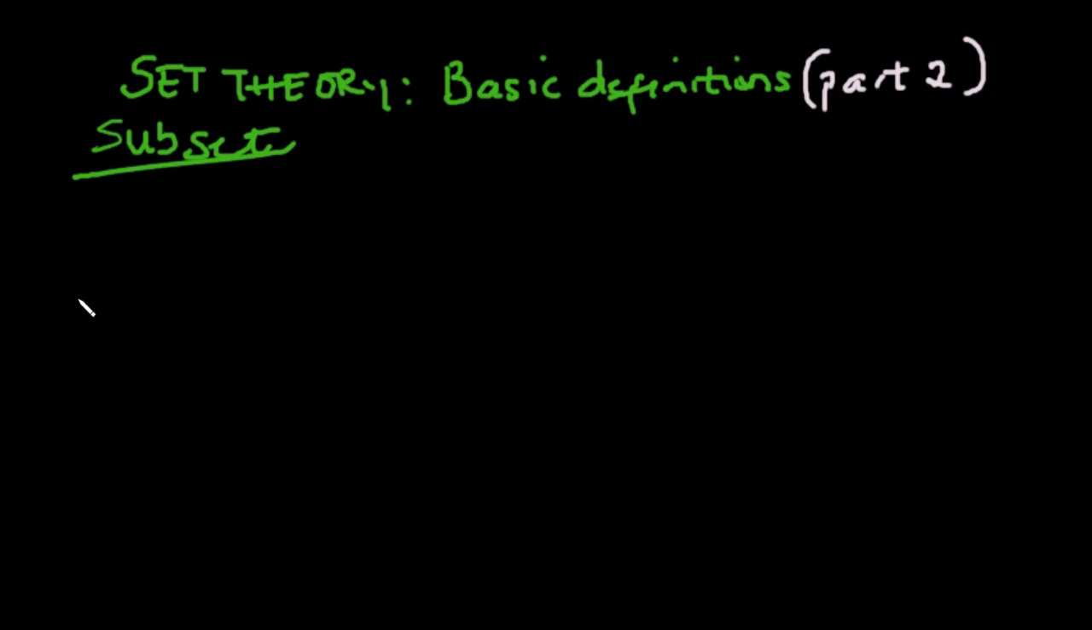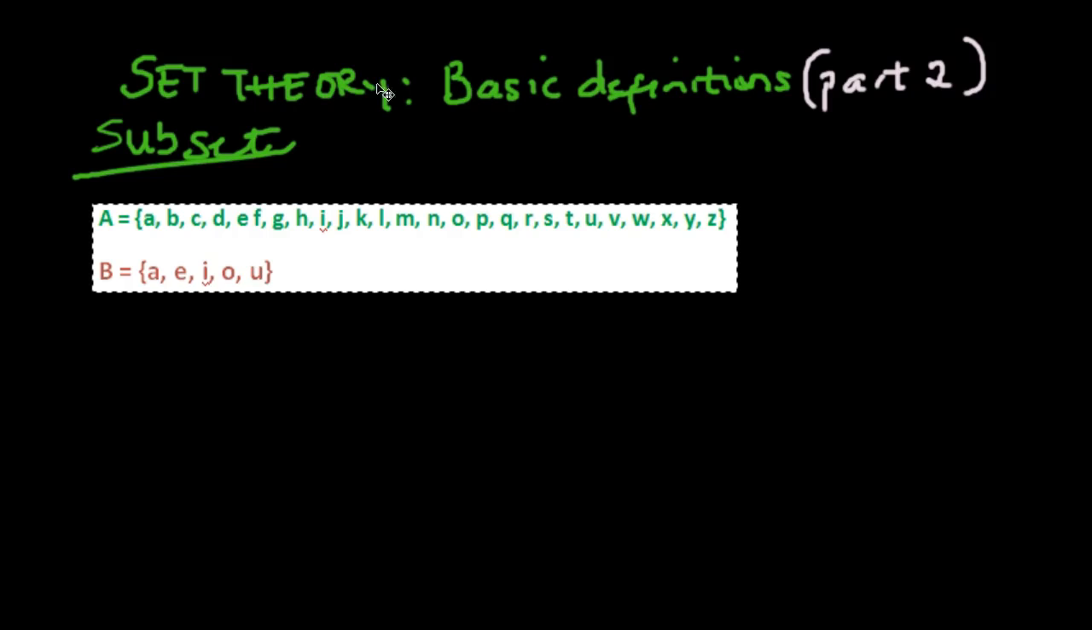If I have two sets A and B, and set A is a set of alphabets, from A to Z, and B is a set of vowels. We can see that every member of B can be found in A. A can be found here, E, O, and U too. So every element of B can actually be found in A. Therefore we say B is a subset of A.